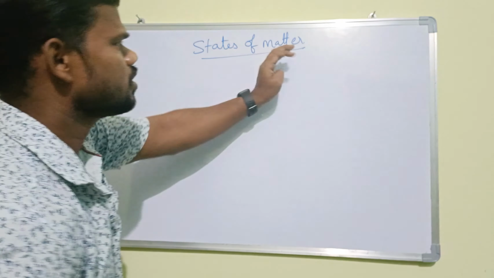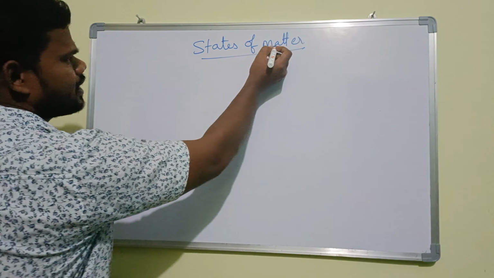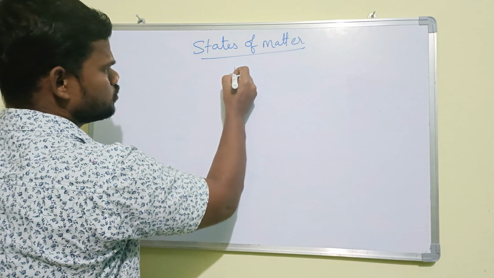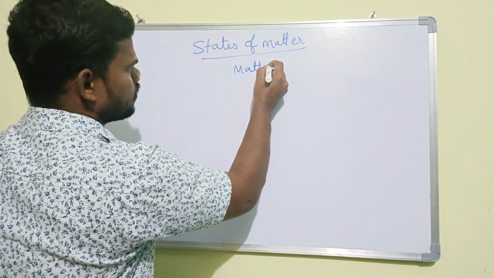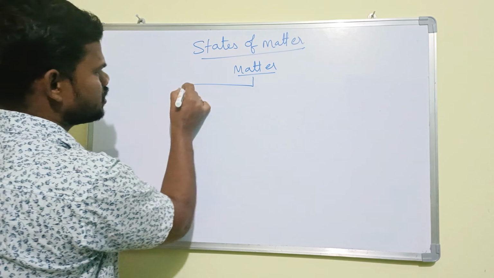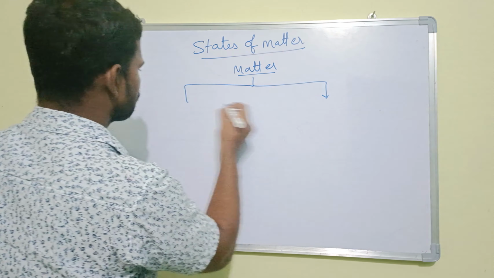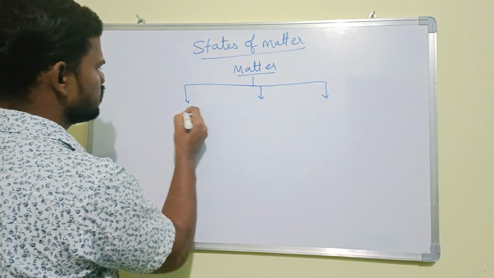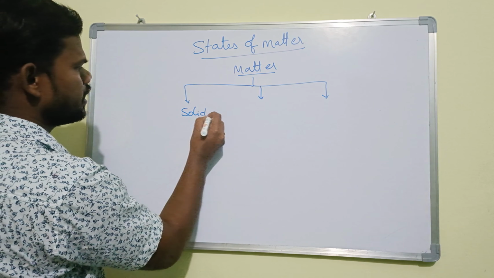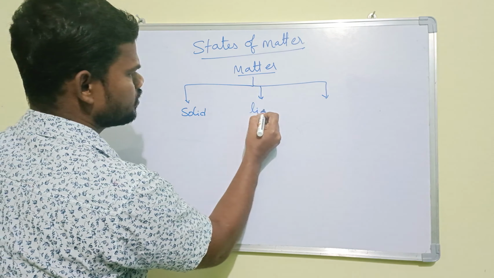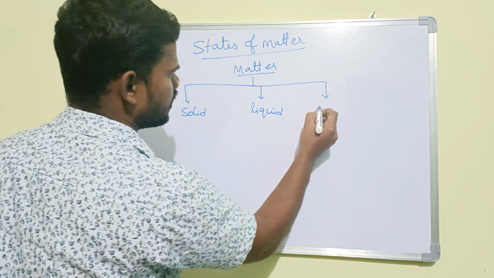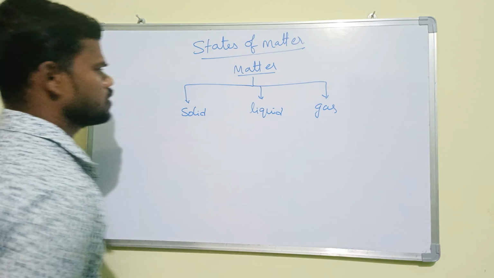First, states of matter: matter can be classified into three ways. One is solid, another is liquid, and another is gas.